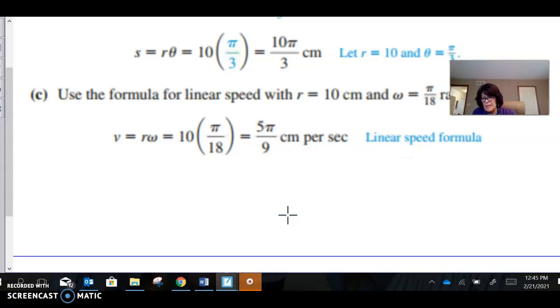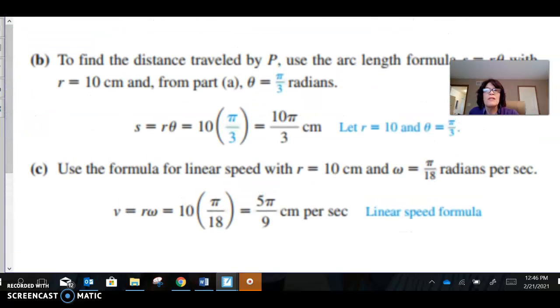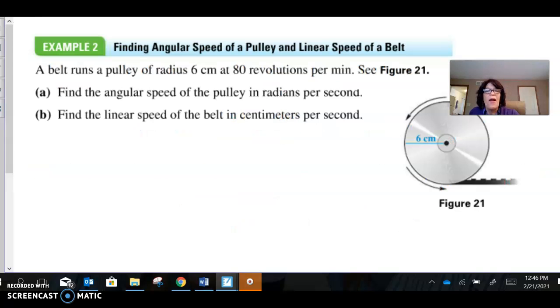Again, I might take 5 pi divided by 9. That's about 1.75, so 1 3/4 centimeters per second. To say 5 pi over 9 centimeters per second doesn't tell me as much as 1 3/4 centimeters per second. I can picture that a little better. Okay, so let's try this one.